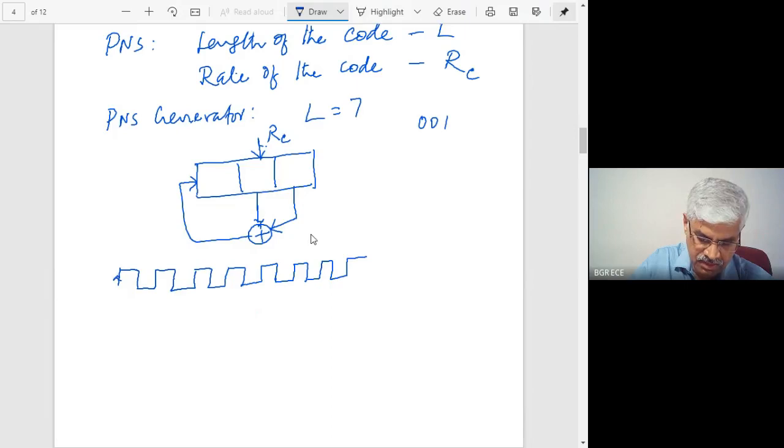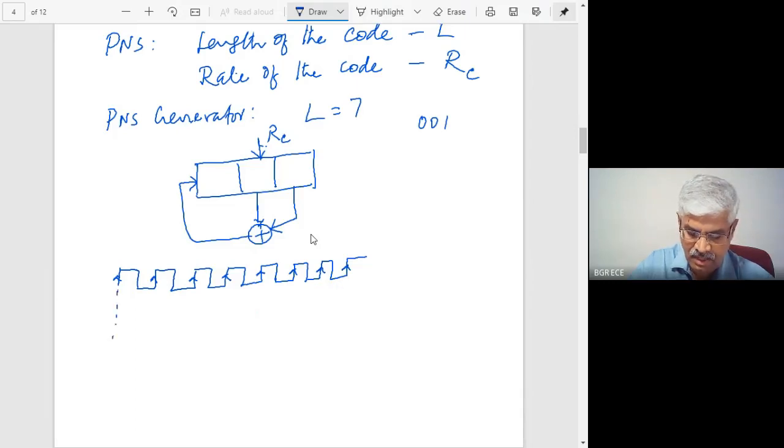Like this. Let us say at the rising edge of the clock pulse, the change takes place. It can be a falling edge depending upon whatever shift register you consider. So this is the clock. Initially it started with 0, 0, 1.